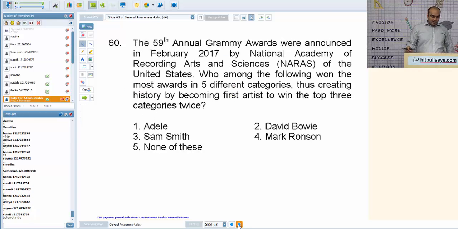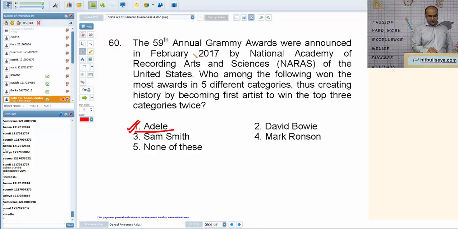Next, 59th Annual Grammy Awards were announced in February 2017 by National Academy NARAS of the United States. Who among the following won the most awards in 5 different categories, thus creating history by becoming the first artist to win the top 3 categories twice? Okay, again, most of you know the answer to this one as well. The singer Adele. Again, another important question which can be framed is annual Grammy Awards are given by which one of the following organization? The answer would be National Academy of Recording Arts and Sciences.